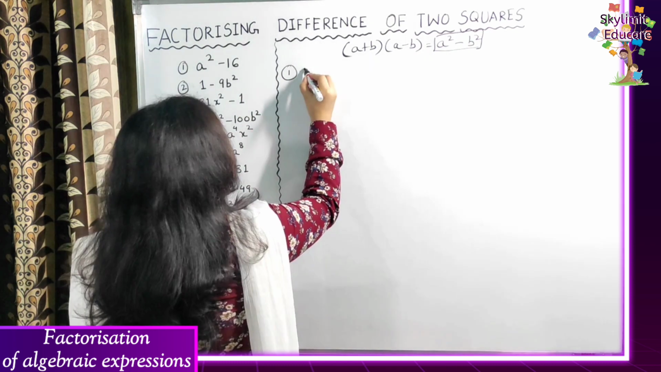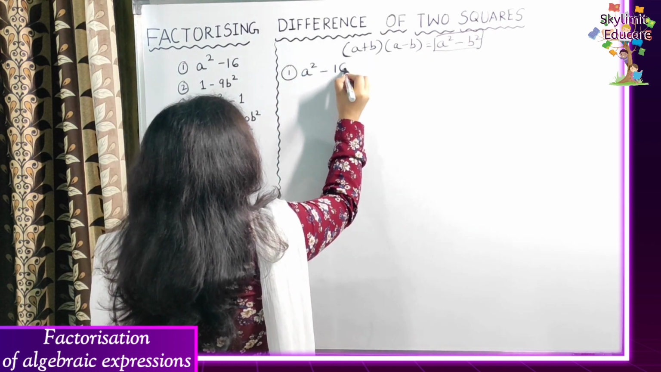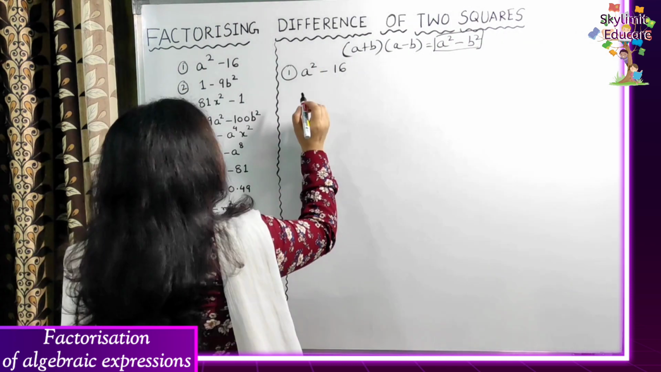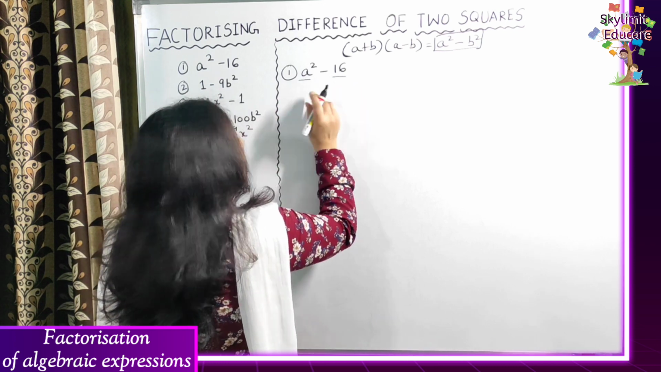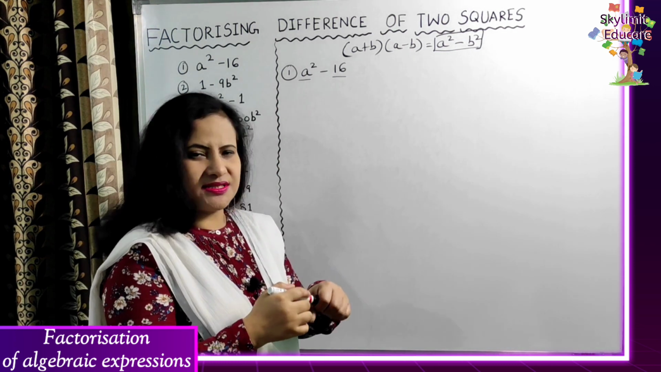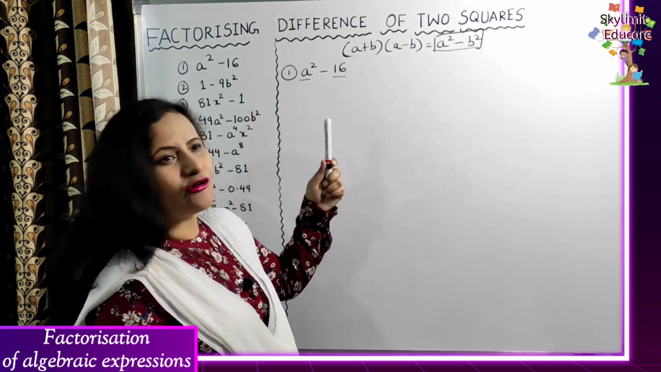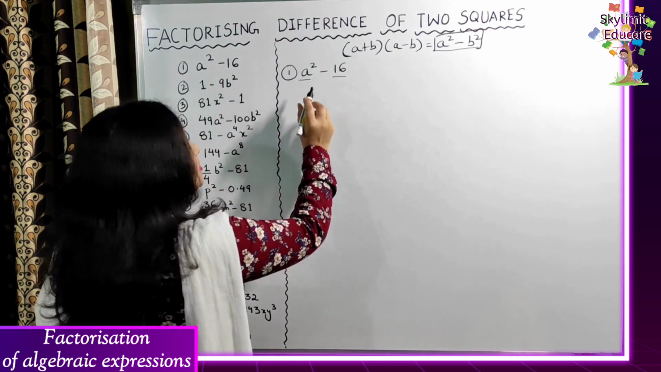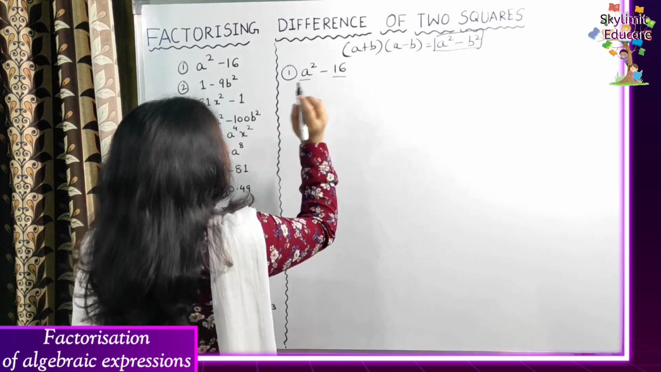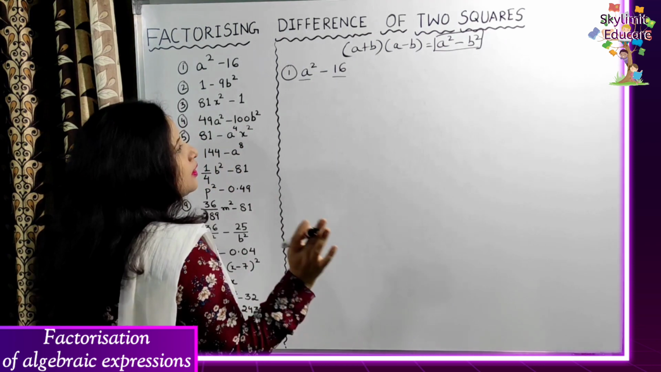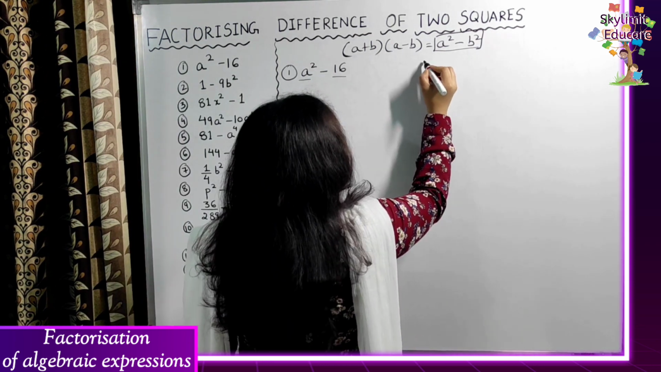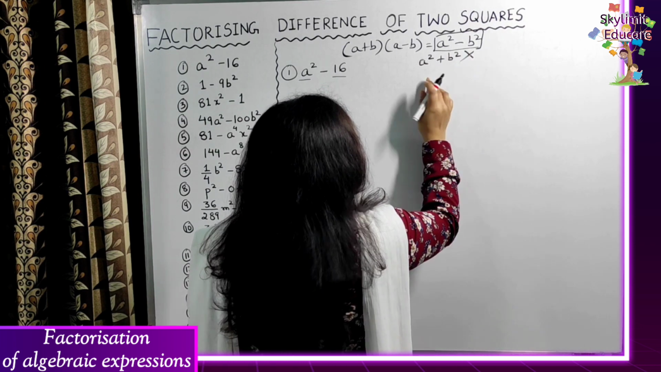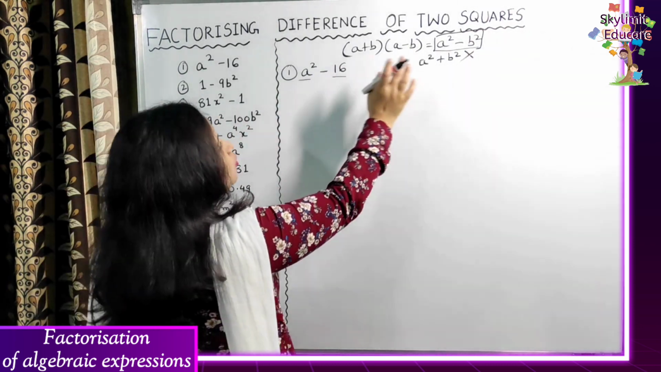The first question: a square minus 16, right? As I told you, here you are going to factorize the difference of two squares, and as you can see the question will always be the difference of two perfect squares. So a square is the square of a, 16 is the square of 4. In the question you will get two perfect squares and there should always be a minus sign in between. Remember that this rule is not applicable when it is a square plus b square. It should be a square minus b square, the difference of two squares, right?